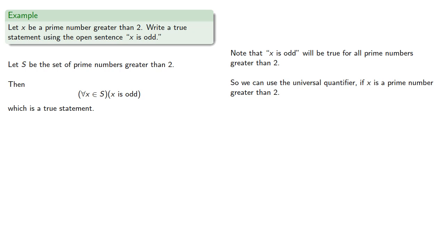Now, it's important to remember that in logic, we're more concerned with the structure than the content. So you should probably know what a prime number is. You should probably know what an odd number is. But as long as you understand the distinction between the universal quantifier for all x in a set and the existential quantifier for some x in the set, then the logic will take care of itself.